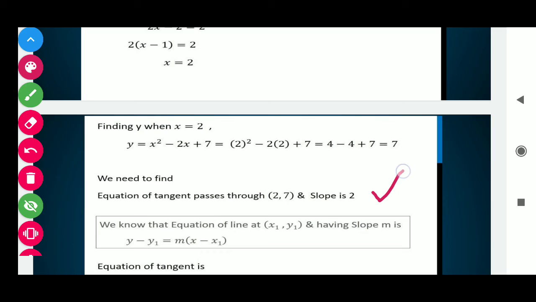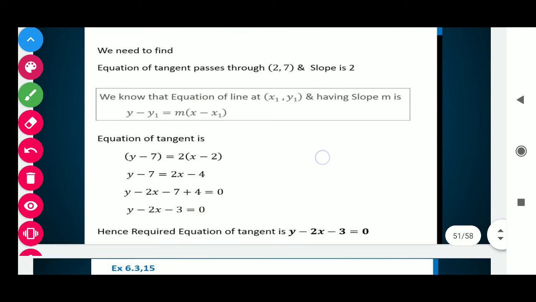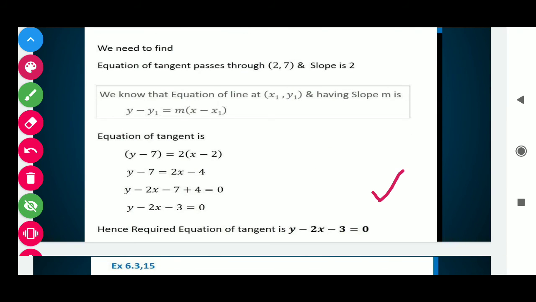Now students, we know that the equation of a line at a point with given slope is y minus y1 equals slope times x minus x1. So here we put the point 2 and 7 in place of x1 and y1, and put the slope 2, and in this way, by calculating this, multiplying 2x minus 4 and taking all the terms to the left hand side, we get the required result. This is the required equation of the tangent.